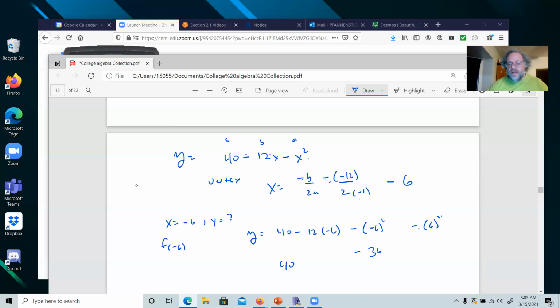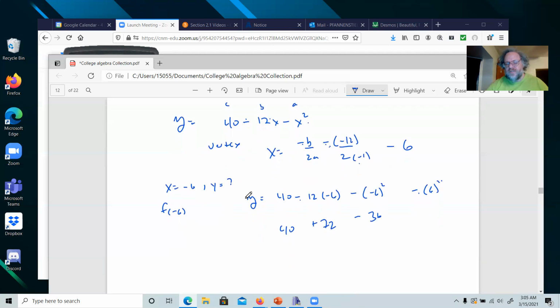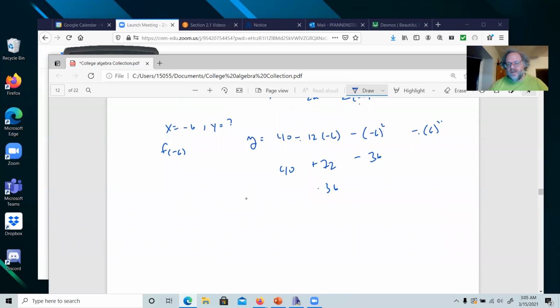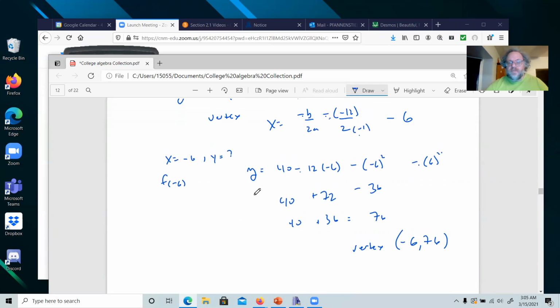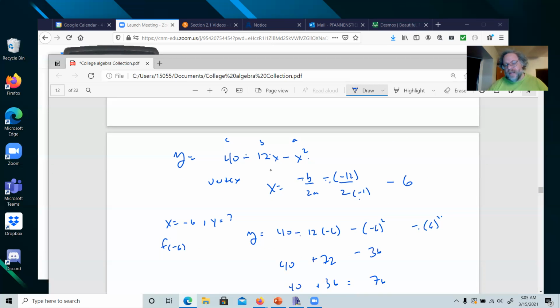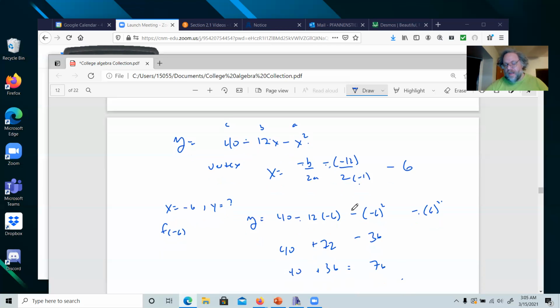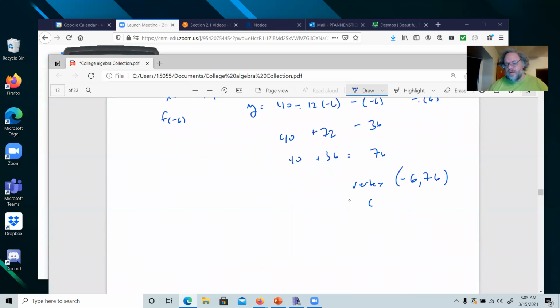So this is 40. Negative times negative is positive, so plus 72. So 76 minus 36 is 36. Plus 40, we have 76 here. My vertex, negative 6, 76. Okay. This parabola opens down. So this is a maximum because the thing opens down.